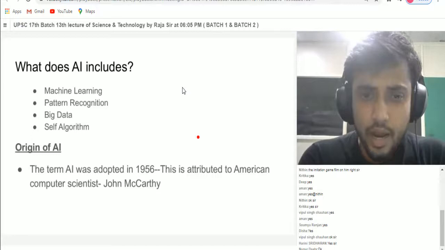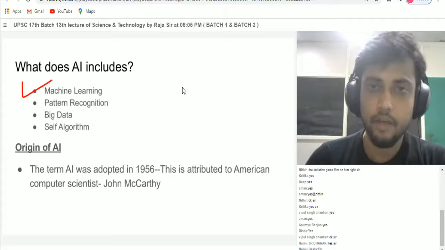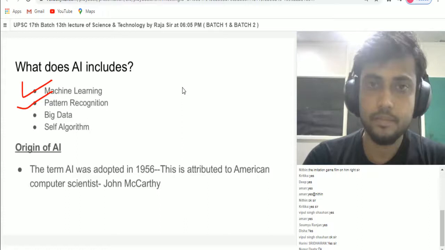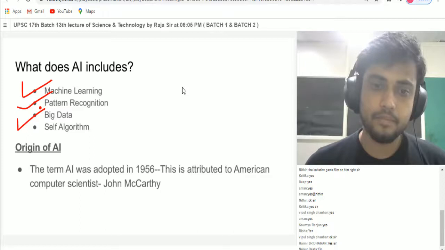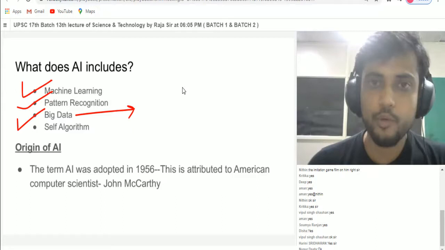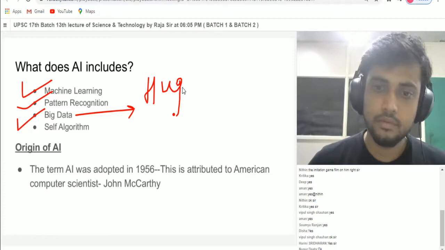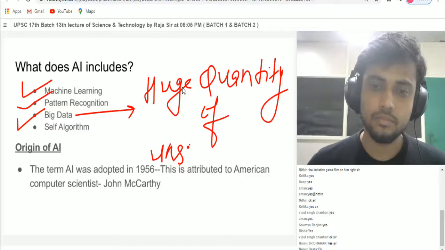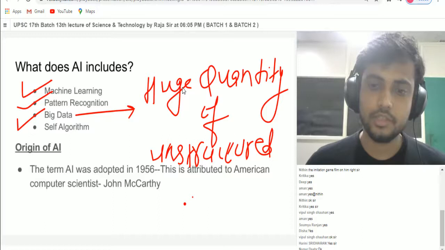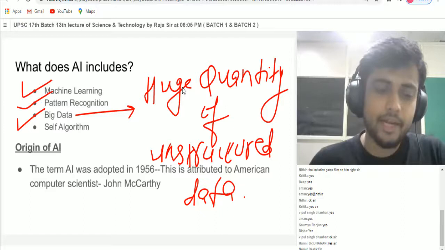So artificial intelligence includes machine learning, I will explain what machine learning is. It includes pattern recognition, the ability of the machines to recognize patterns, and big data. I will also explain what big data is in the next class. For now, you can understand that big data is a huge quantity of unstructured data. Big data is characterized by three V's.